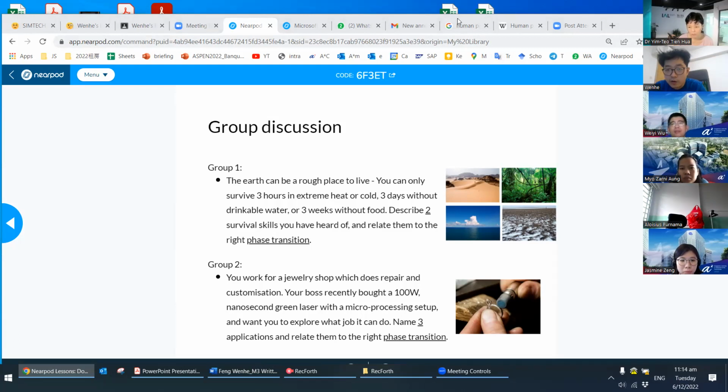So first group, I will have Aloysius, Chuan Kai, Xin Ying, and Dr. Im. I don't think I want to be in group 1. Very boring, talking about the Earth. Yeah, I like to talk. I want to go to the jewelry shop. Okay, right. Then I will put Mill in group 1.